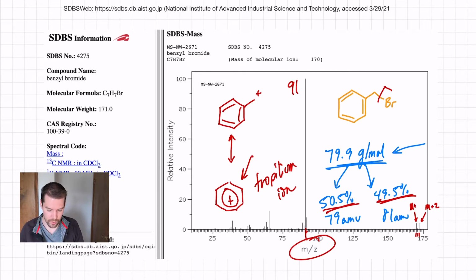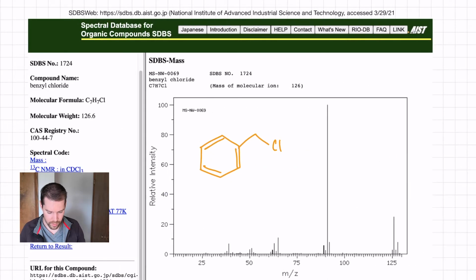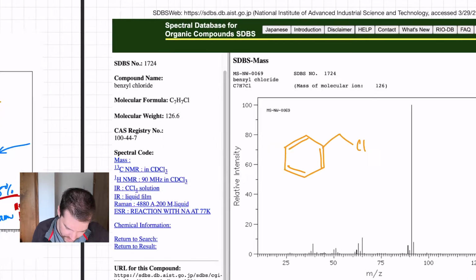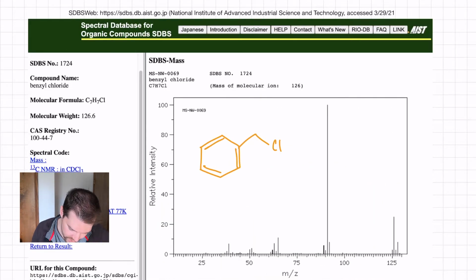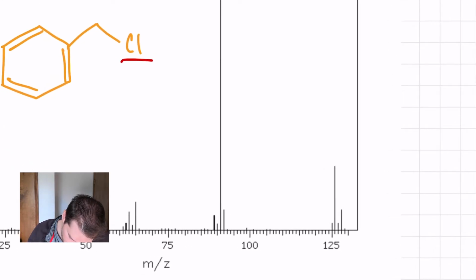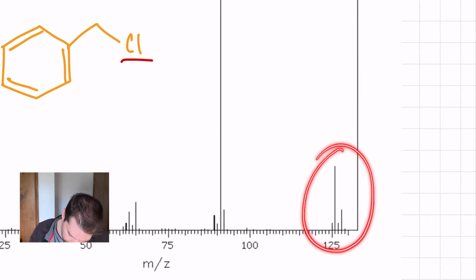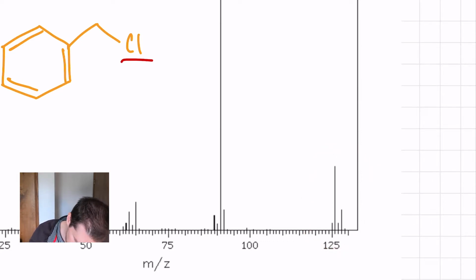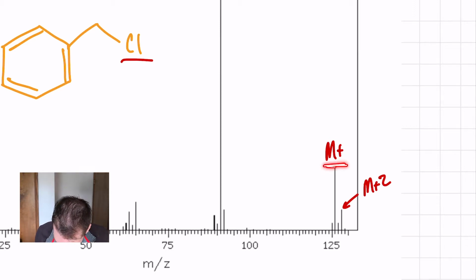Let's move to the next one here, chlorine. So this is a benzyl chloride, and we can see it looks almost exactly the same. We just switched out a bromine for a chlorine. And if we go once again to our molecular ion here, the M plus, we have an M plus right there, and again we have an M plus 2 right here. In this case, we can see this is about 3 times larger than this one.